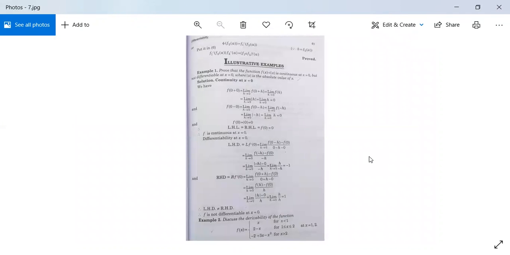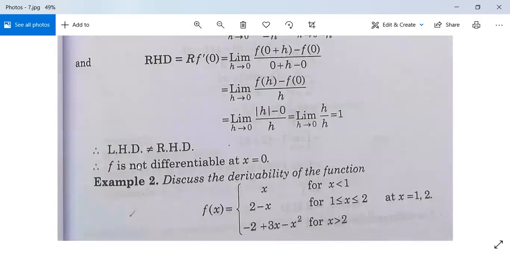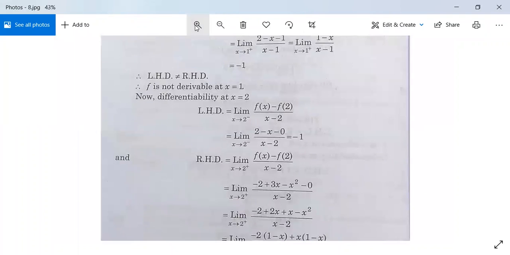इसी तरह से एक और एग्जांपल है, इसको भी हम लोग देख लें जल्दी से. Discuss the derivability of the function f(x) equal to x for x less than 1, 2 minus x for 1 less than or equal to x less than or equal to 2, minus 2 plus 3x minus x square for x greater than 2, at x equal to 1 and x equal to 2. यानी x equal to 1 पर और x equal to 2 पर इसकी डेरिवेबिलिटी हमें चेक करनी होगी. तो जैसे हम लोग पहले किए उसी तरह से यहाँ पे प्रॉब्लम सॉल्व करेंगे.